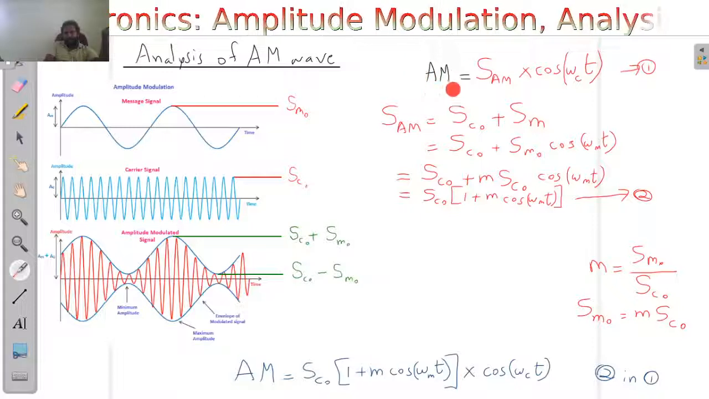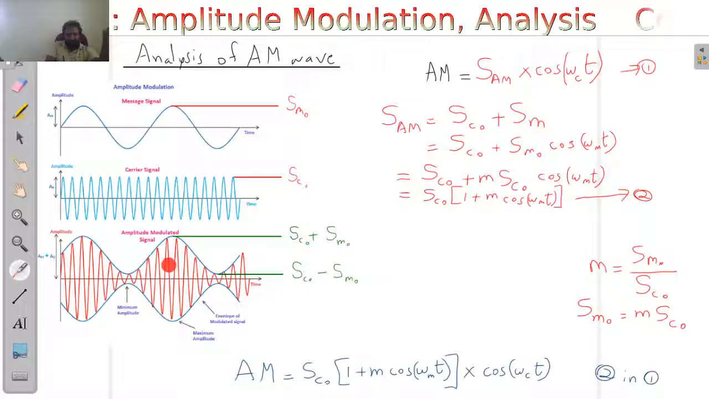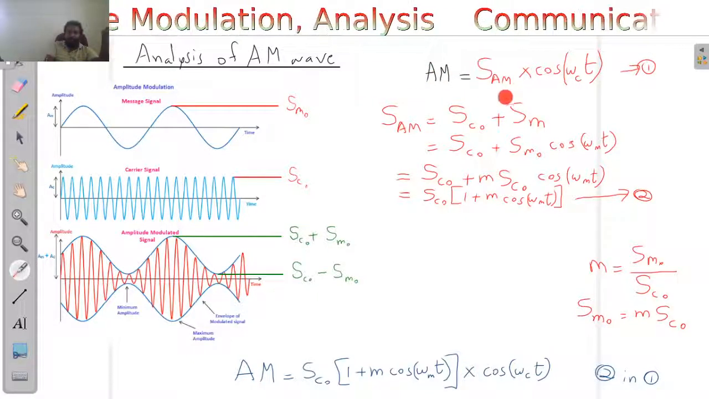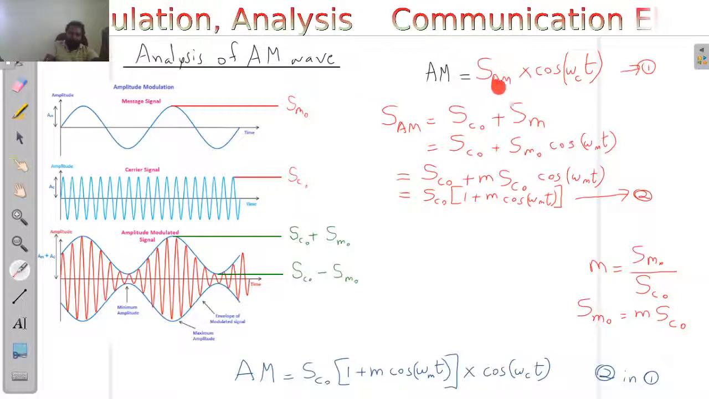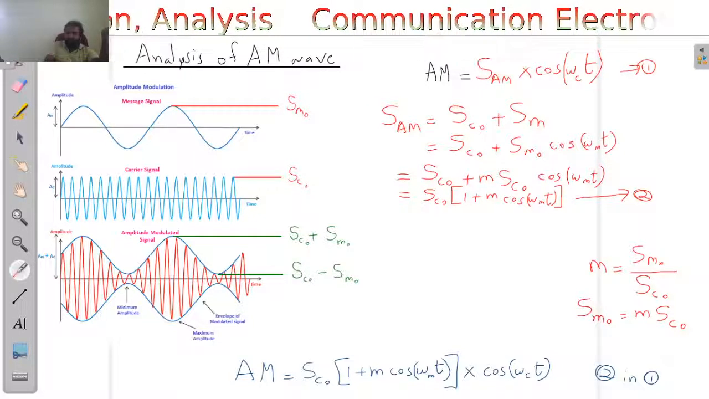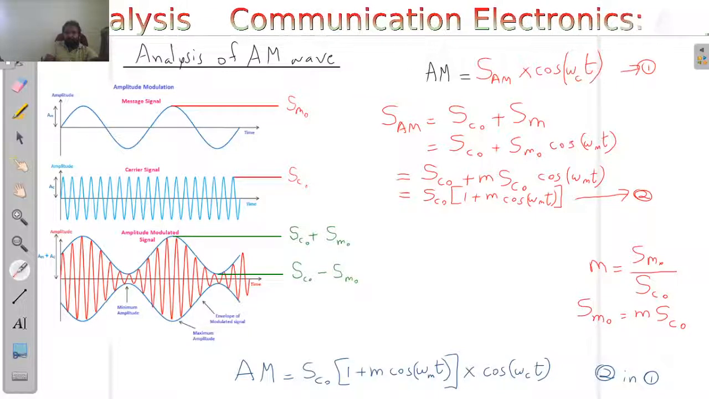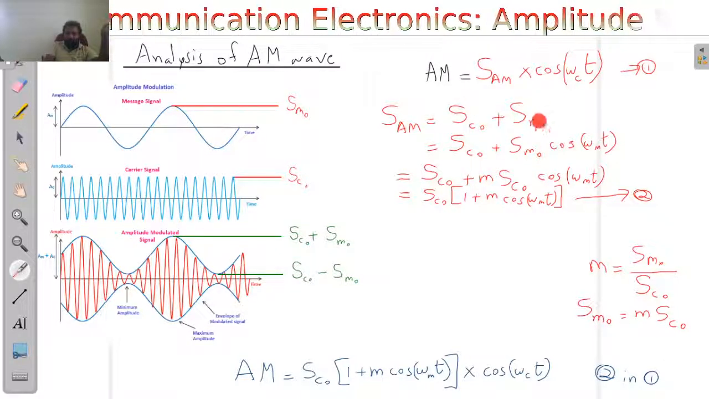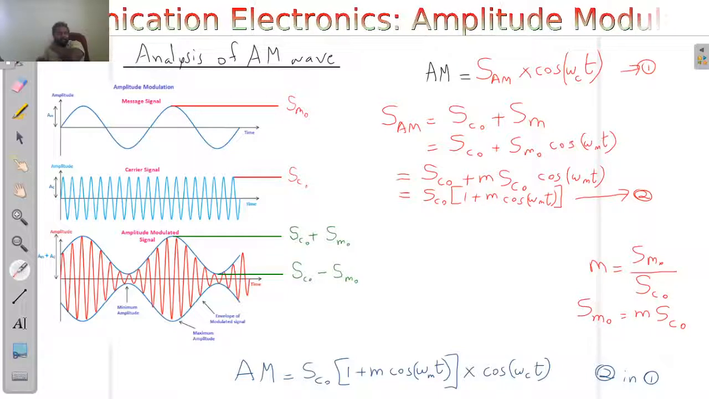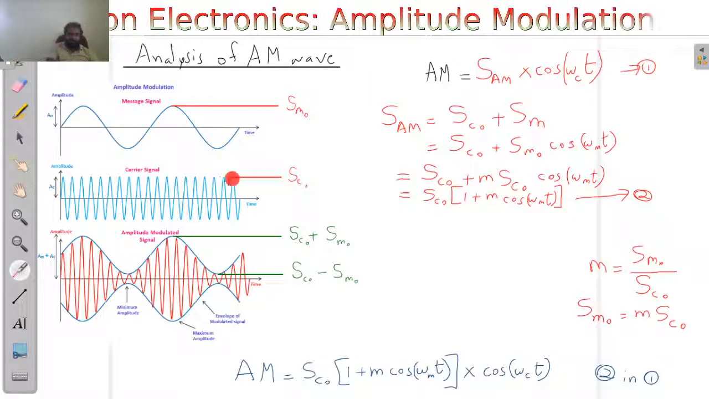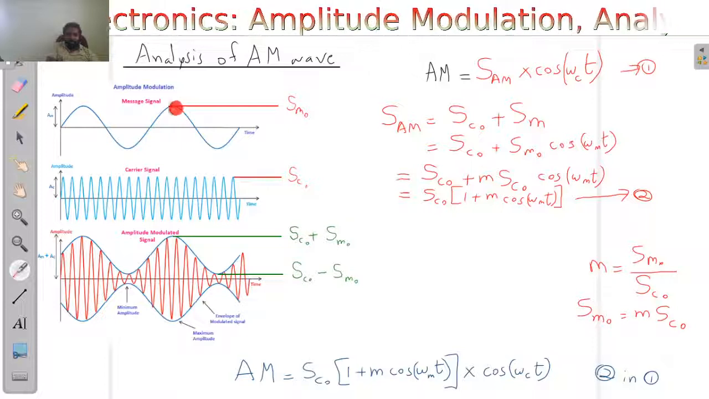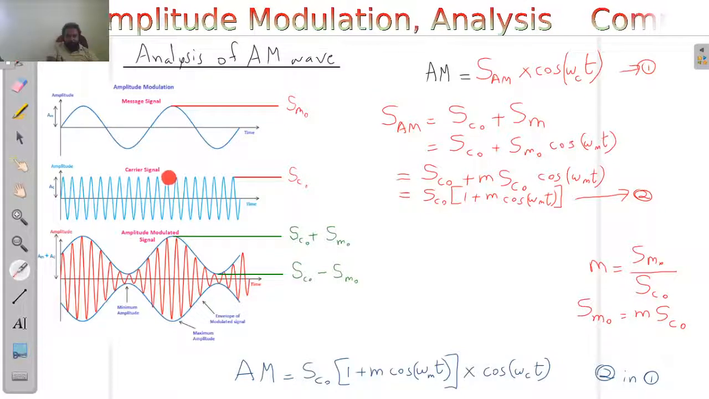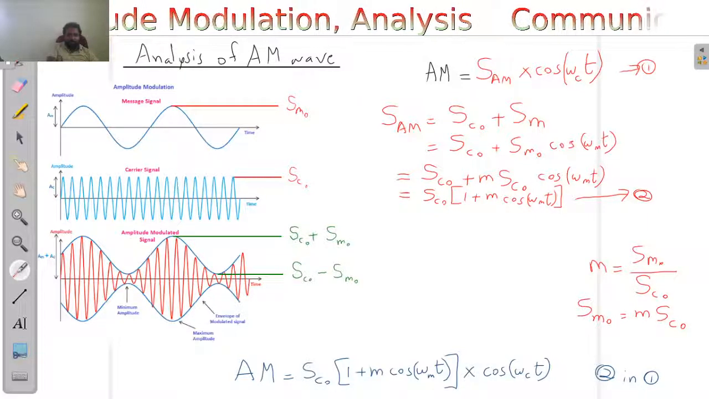This is your amplitude modulated signal, the equation for the red colored signal here. You have SAM, that is the peak amplitude of your amplitude modulated signal, which is a function of your message signal, times cos omega ct. And what is SAM? SAM is given by SC0 plus SM. SC0 is your carrier signal, and when the message signal is modulated onto the carrier, this amplitude can increase or decrease. It can increase from SC0 or it can decrease.